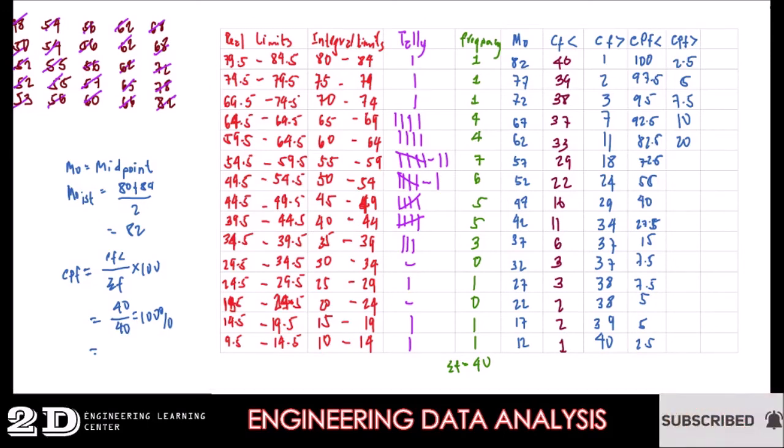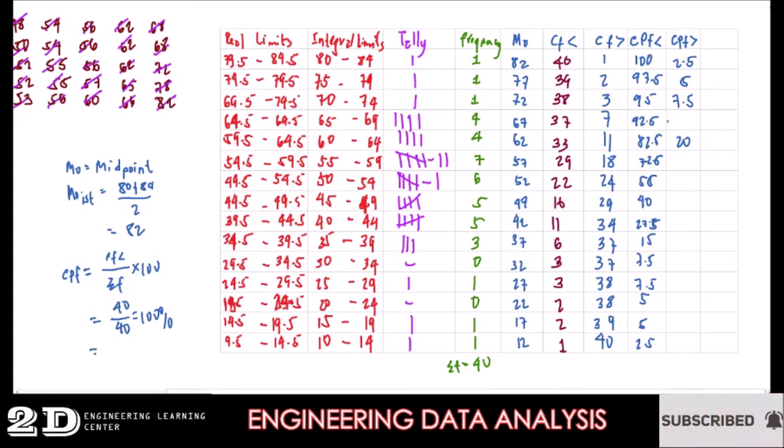Okay, so we have 11 divided by 40. Let's just check that one. We start from 7, I believe, because I believe 7 is wrong. 7 divided by 40 is 17.5. So we just place this one. This is equal to 17.5.